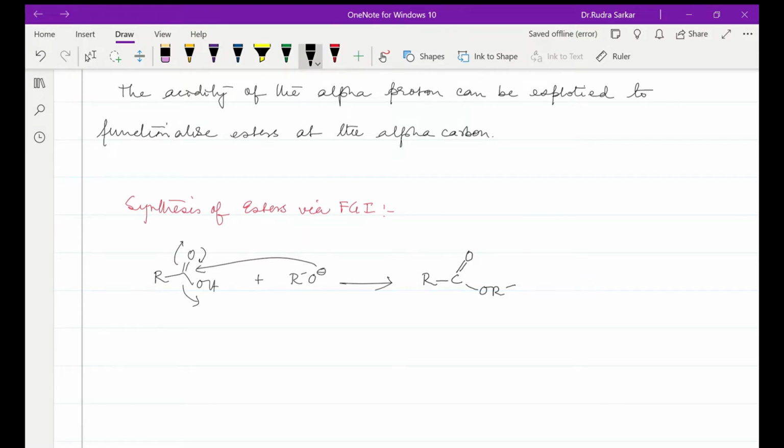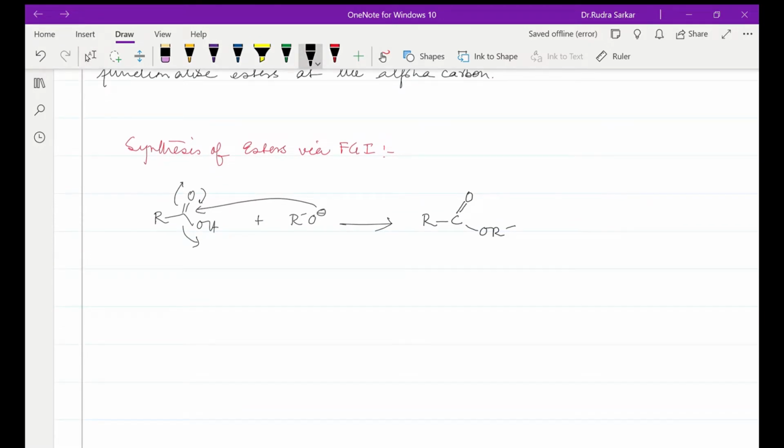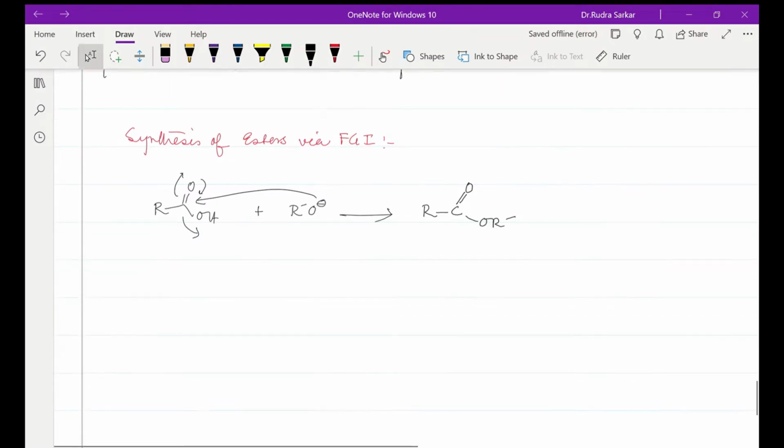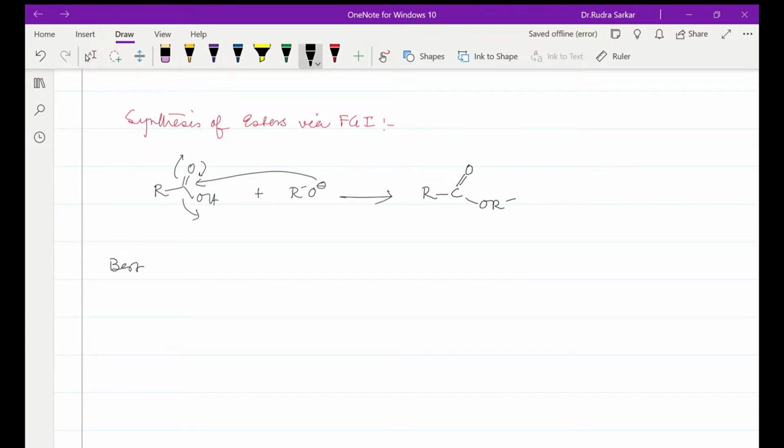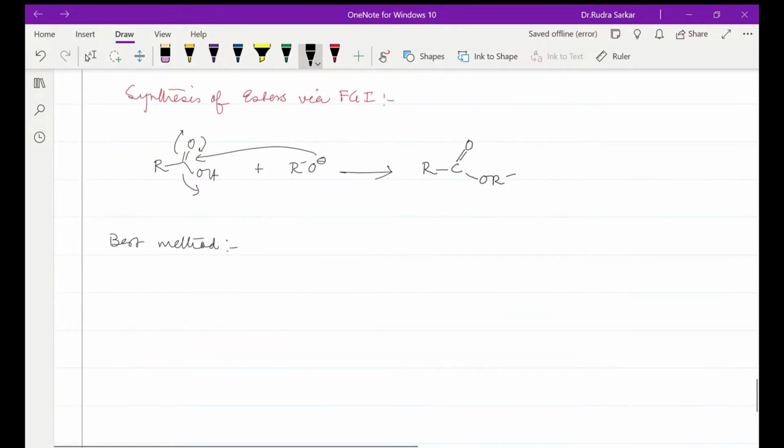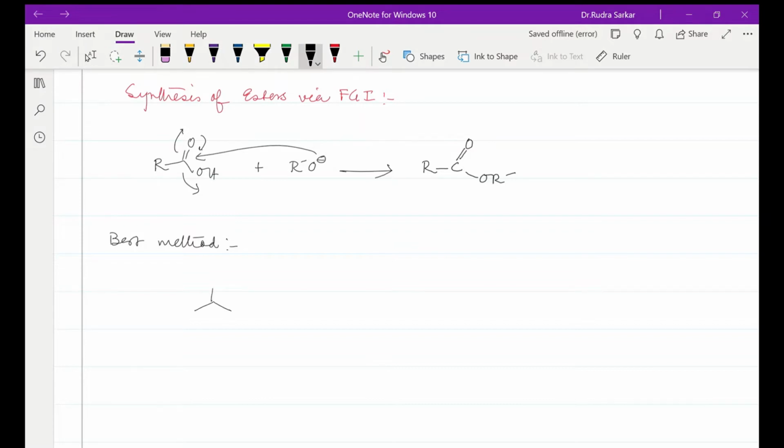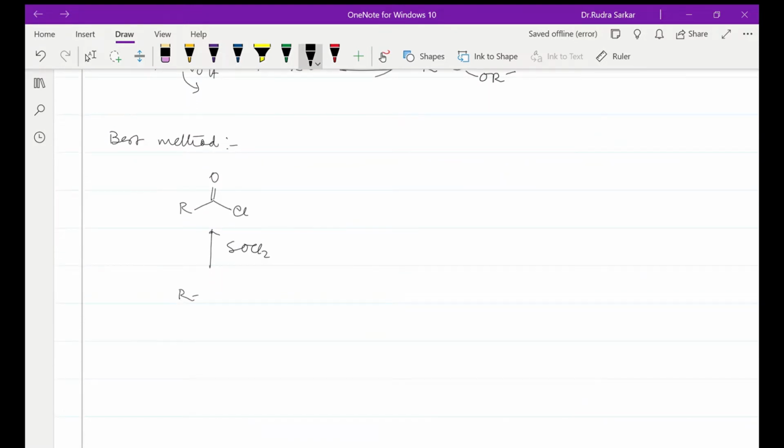Now if you want to achieve these type of reactions, the best way is, so I'm giving you the best method, which is basically using the acid chloride, that is RCOCl, which can obviously be made from the acid, that is RCO2H. Here the base is the pyridine. Our acid chloride is formed. Now you react this acid chloride with the alcohol, that is R prime OH, and that will give you your desired ester. So this is the best method.